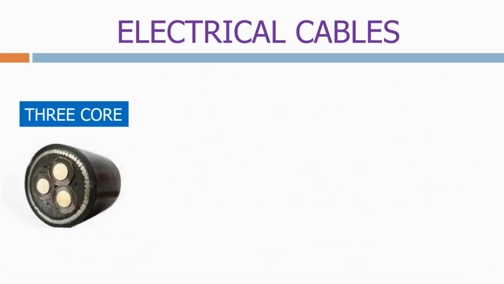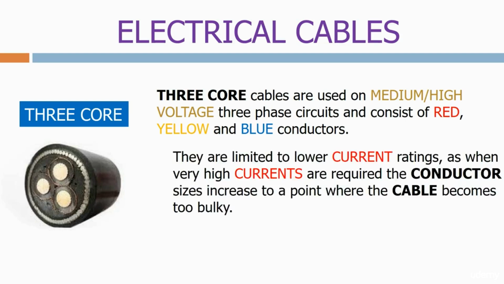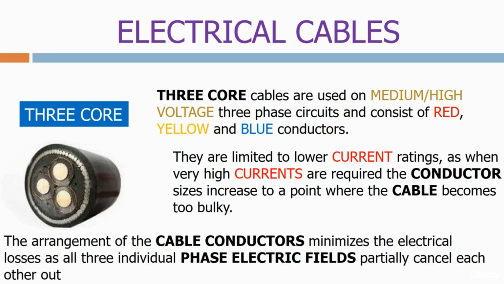Here is a typical 3-core power distribution cable. 3-core cables are used on medium or high voltage 3-phase circuits, and consist of red, yellow and blue conductors. They are limited to lower current ratings, as when very high currents are required, the conductor size is increased to a point where the cable becomes too bulky. The arrangement of the cable conductors minimises the electrical losses, as all 3 individual phase electric fields partially cancel each other out.